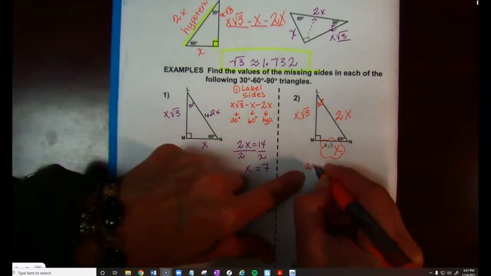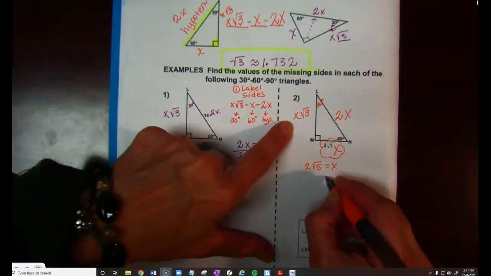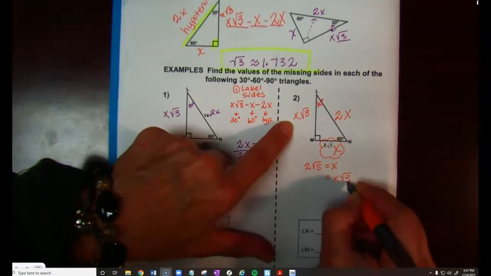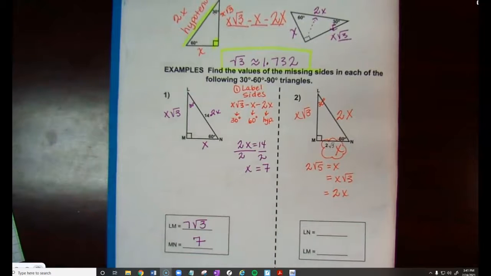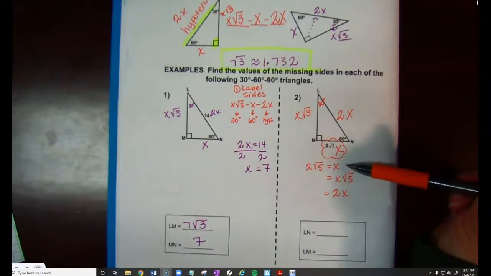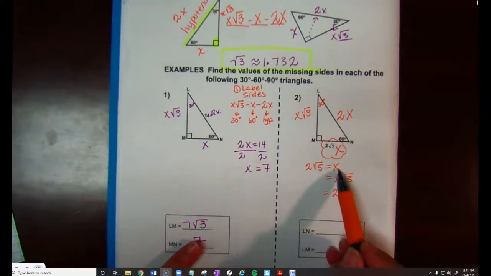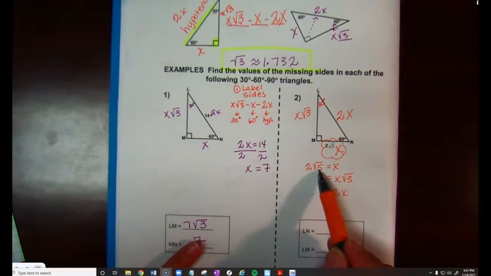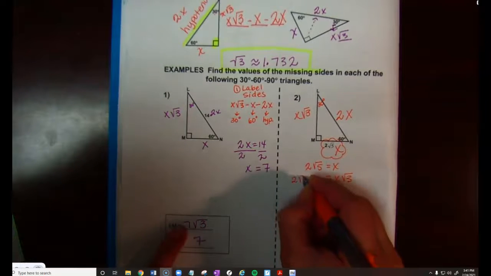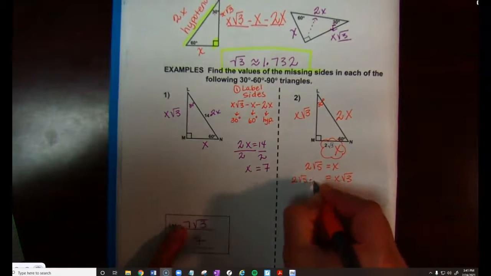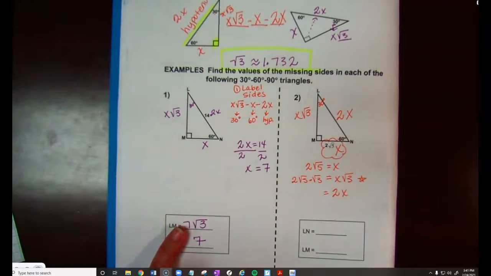So I know that 2 root 5 equals x. But what about the other sides? What about x root 3? What about your hypotenuse, which is 2x? How are we going to figure that out? That's our main piece right there. So remember, 2 root 5 equals x. So if 2 root 5 equals x, then x root 3 equals 2 root 5 times root 3. I'm not done with that. I'm going to put a star there.